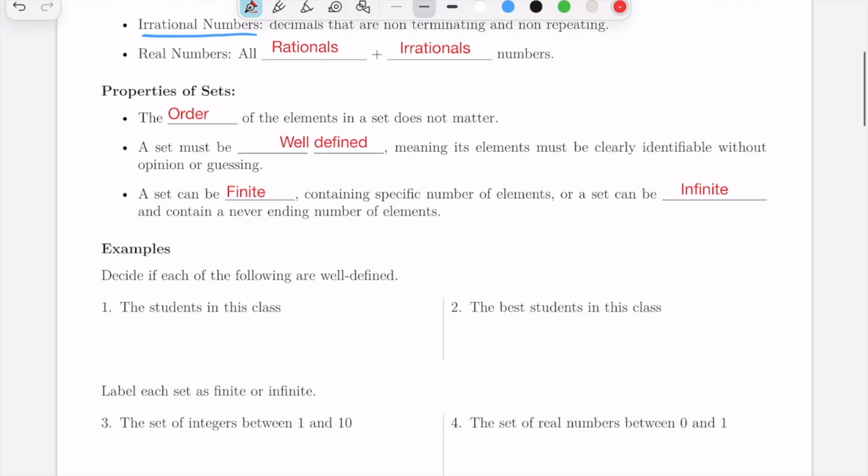Let's go ahead and look at a few examples and decide whether some sets are well defined or not. The students in this class. Well, you and I aren't exactly in a class right now, but if you were in a classroom, a math class specifically, yes, we could have a well-defined set, meaning everyone that's in this class could look around and theoretically make a list, and it's all the same list. It's everyone in this class. The set of best students in the class, now this is not well defined. Anything that is opinion would not be well defined.